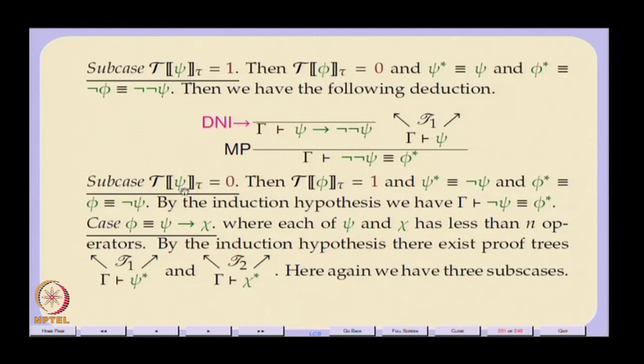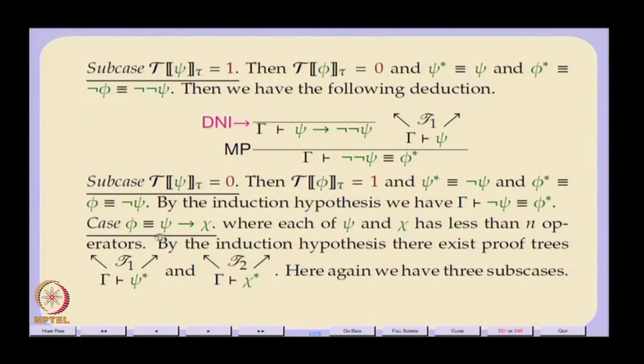Okay. In the case when psi has been assigned false by the truth assignment, then phi must be true. Therefore, psi star is not psi and phi star is the same as phi. So, it is also not psi. Okay. So, by the induction hypothesis we have this, and the proof is clear.